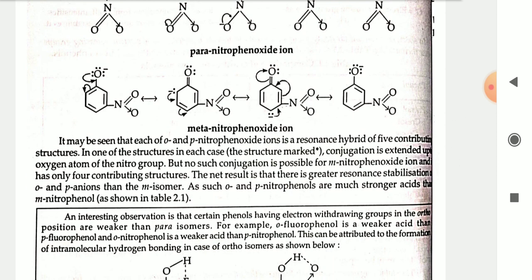It may be seen that each of the ortho and para nitrophenoxide ions is a resonance hybrid of 5 contributing structures. In one of the structures in each case, the structure marked with a star, conjugation is extended up to the oxygen atom of the nitro group. But no such conjugation is possible for the meta nitrophenoxide ion, which has only 4 contributing structures. The net result is that there is greater resonance stabilization in the ortho and para anions than in the meta isomer. As such, ortho and para nitrophenol are much stronger acids than meta nitrophenol.